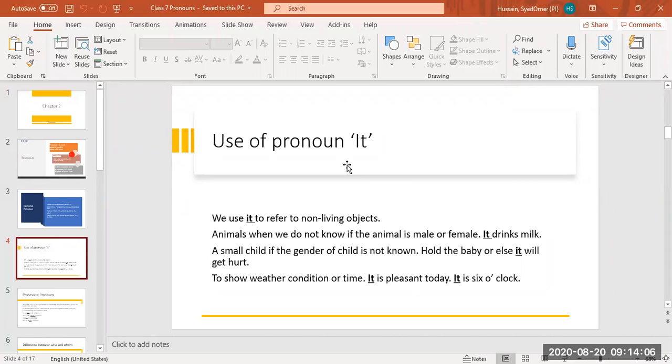Please note down these points. I'm giving you 1 minute time.